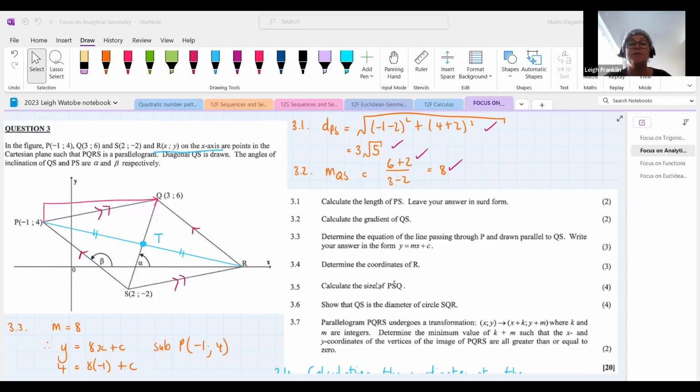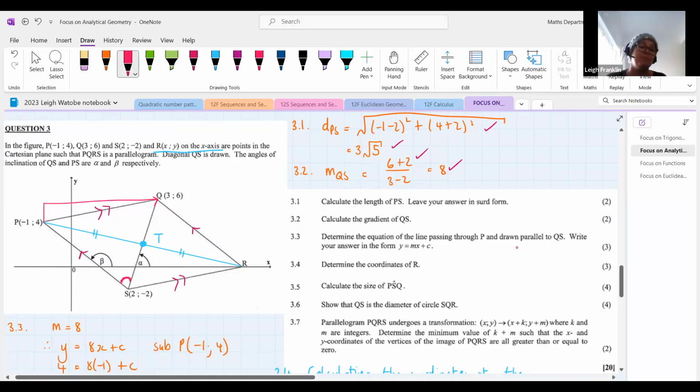Cool. Now they want the size of PSQ. All right, so PSQ is this angle over here. PSQ, it's that angle over there. Right. So any ideas as to how we would calculate that angle? Anyone get that already? Or got anything they want to share with us?